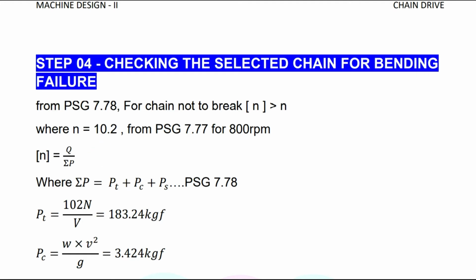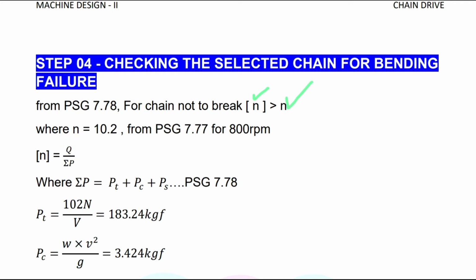Okay, go to PSG 7.78. As mentioned there, there is a criterion for the chain not to fail: the actual factor of safety should be greater than the allowable factor of safety. So this is the criterion.